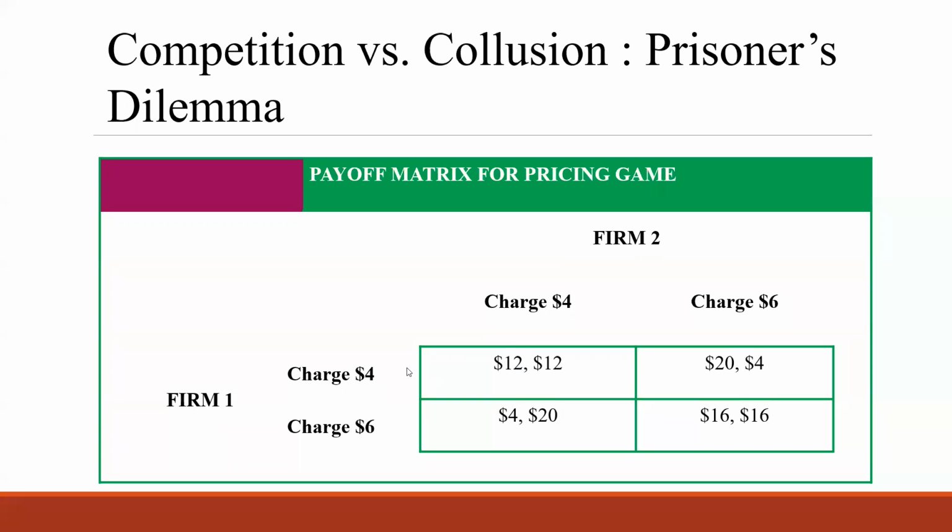So here we have the dominant strategy for firm 1 as charging 4, and the dominant strategy for firm 2 as charging 4 as well. The Nash equilibrium is that both firms will charge 4 and the market will be in a competitive manner. And the cartel shall collapse.